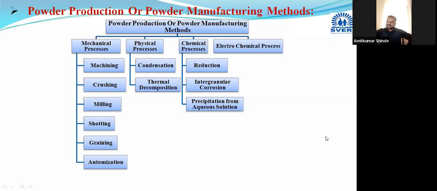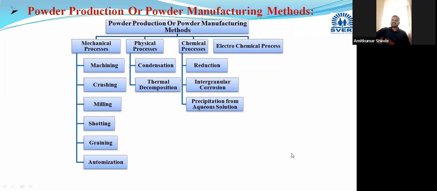In both methods, precipitation from aqueous solution and the electrochemical process, that is electro deposition, we are using an aqueous solution, and here also the shape of the powder particle is dendritic, that is tree shape, and purity will be very high in these two processes. In this way, these are the different methods of powder production or powder manufacturing which we are using in powder metallurgy.